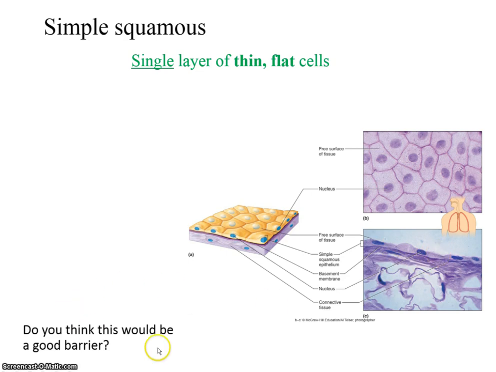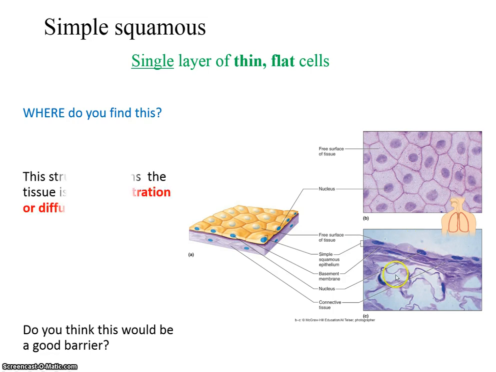No, this wouldn't be a very good barrier, right? You don't have very far to go from whatever's out here to in here, because that's actually a capillary there, right? Where do you find this? You find this in places that you want diffusion to occur, right? If you need to move something rapidly, well, this isn't very far to go. So here in the lungs, lining all these little structures we call alveoli, is simple squamous. And so oxygen moves in from the lungs to the blood rapidly, all right?